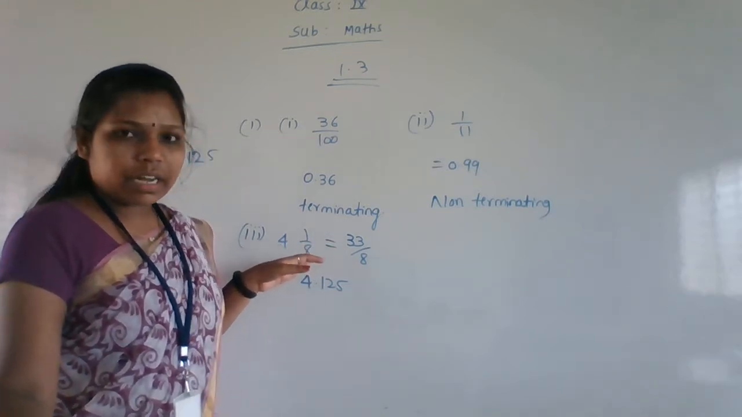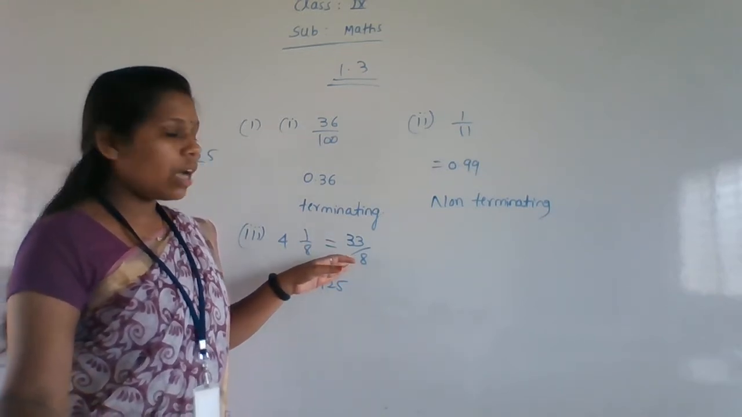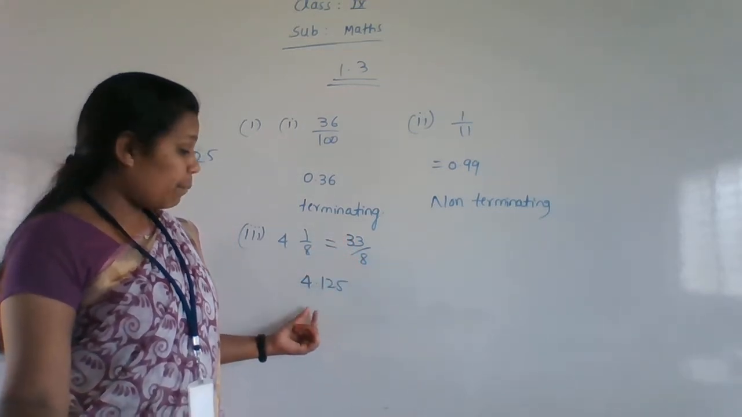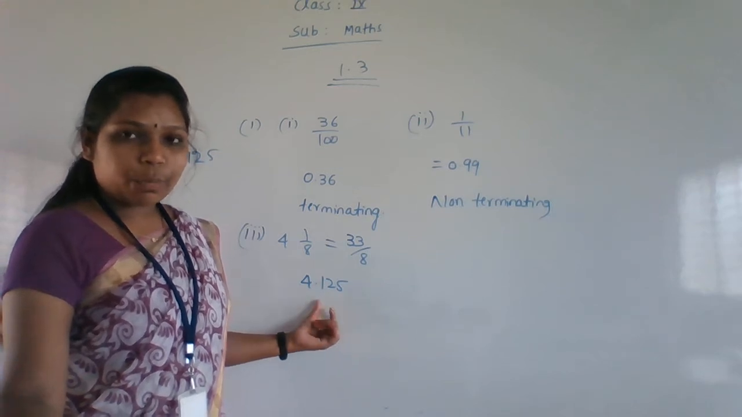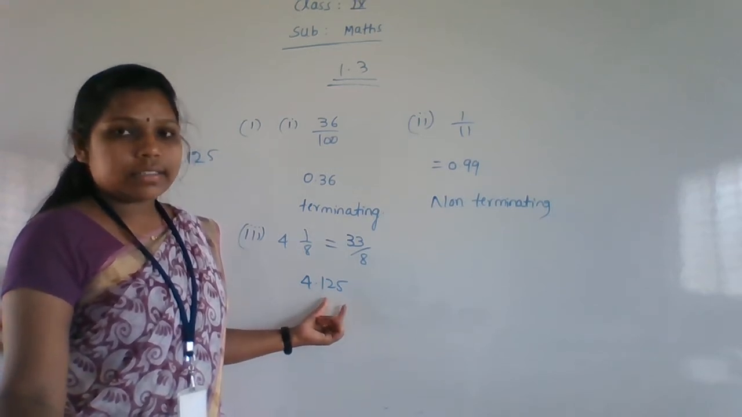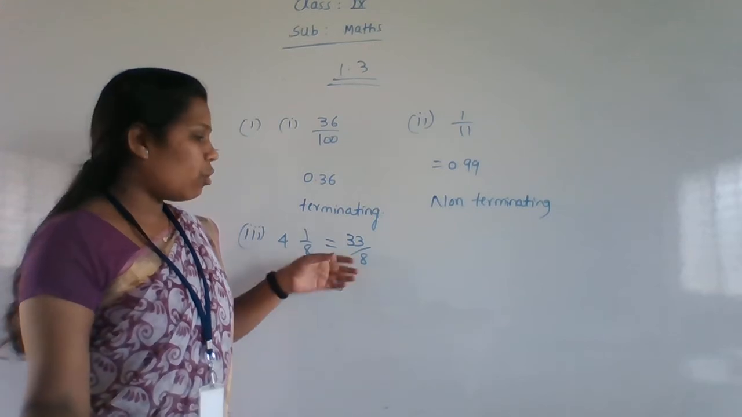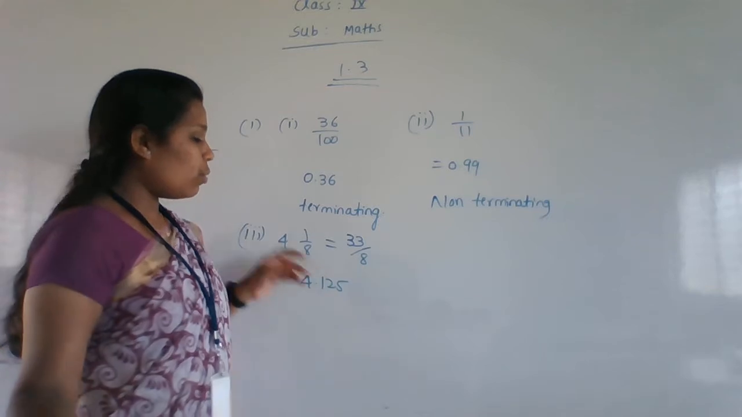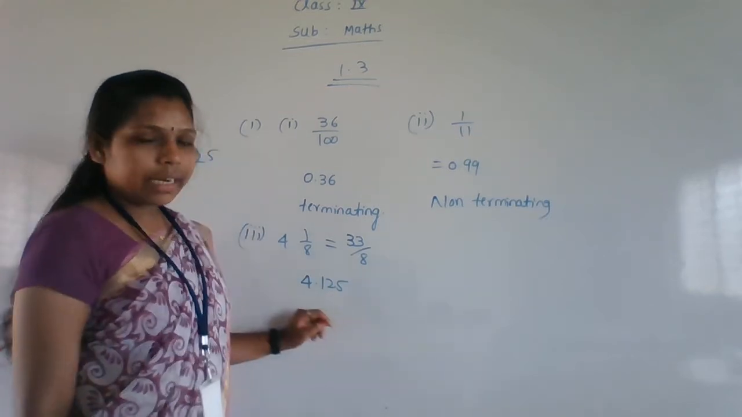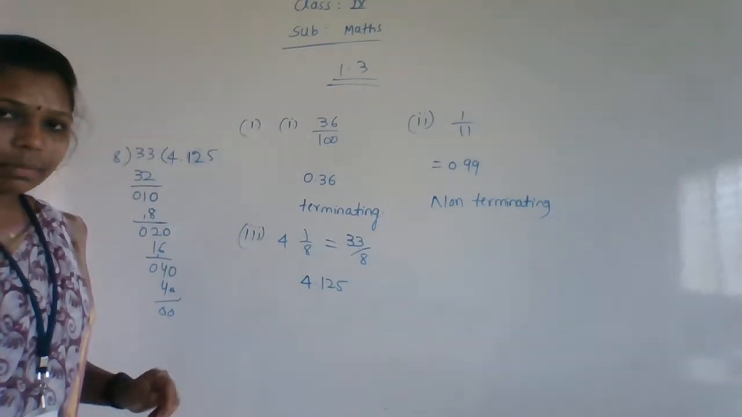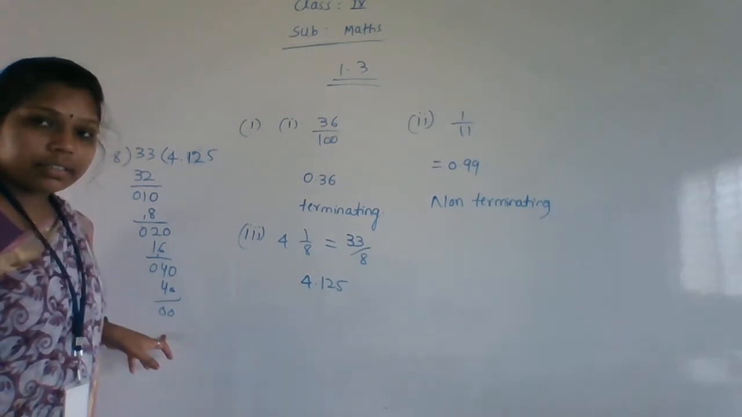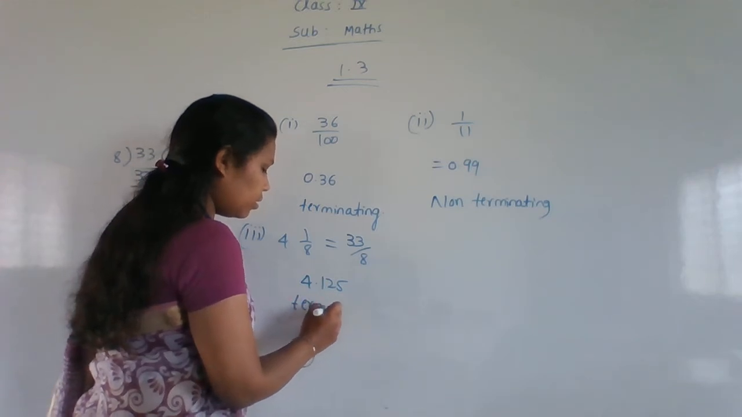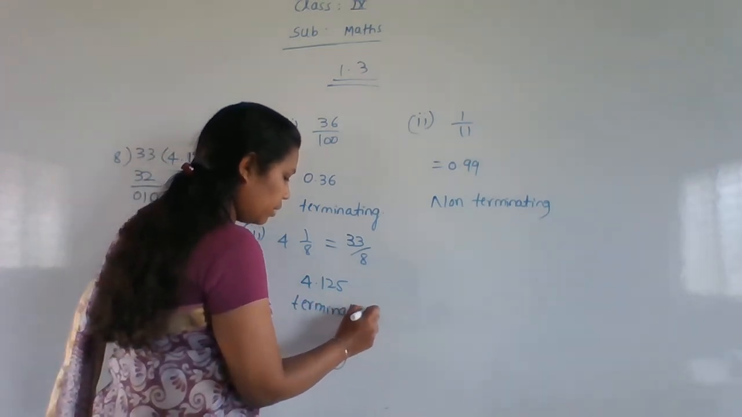First convert the mixed fraction into an improper fraction. After that we do the division. 33 by 8 gives the quotient 4.125. This is called the decimal expansion of the given rational number. Is it terminating or non-terminating? Of course it is terminating, because the remainder is 0. So this is called the terminating expansion.